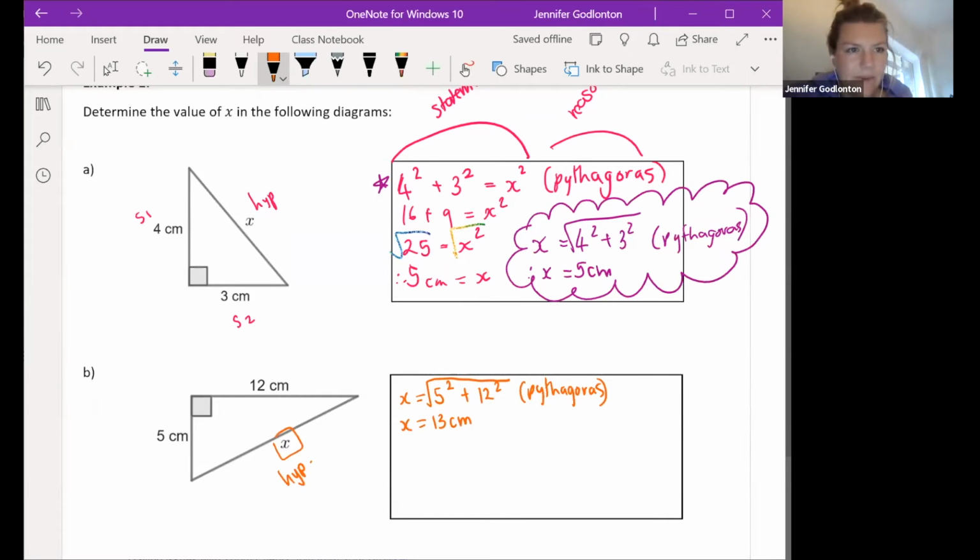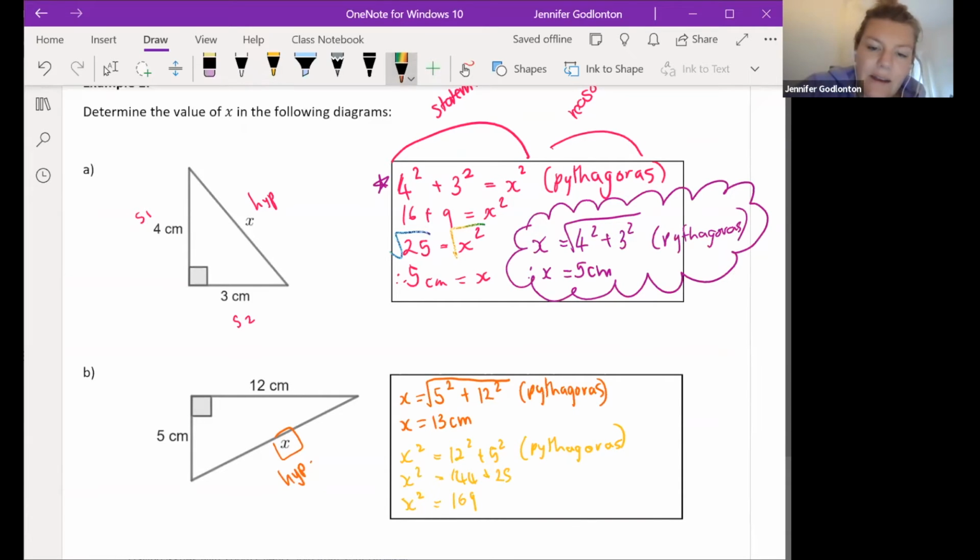Nice and easy. Okay, if you do not feel comfortable writing it that way and you would prefer to write it the long way, there is absolutely no shame in that whatsoever. We would say x squared is equal to 12 squared plus 5 squared, Pythagoras. Okay, x squared is equal to 144 plus 25. x squared is equal to 169. We would square root both sides. So x is going to equal 13 centimeters.